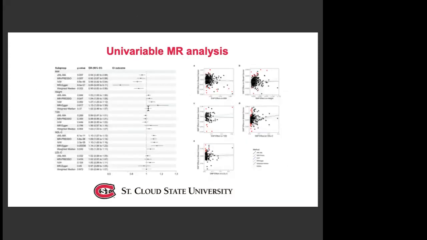And we first performed the univariable analysis. So we were able to identify BMI and HDL-C. BMI, the first one, and this one, HDL-C. Those two are causally associated with breast cancer.